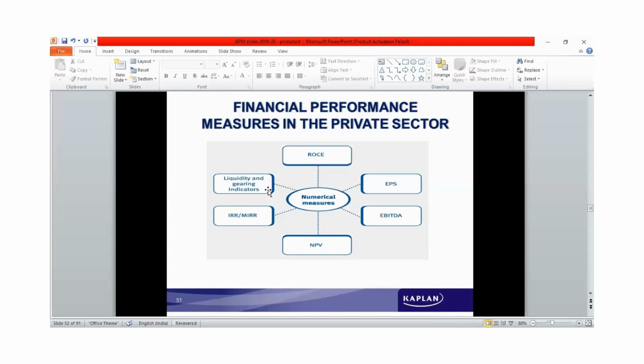So the variables which are used here are ROCE. Then we have liquidity and gearing indicators. Then EPS, EVA, TDA, NPV, IRR, MIRR. These things, almost all of them are already studied in some paper or the other. MA, FM, PM. These variables were already done. So it's not that you're learning them now. But maybe that interpretation part of it has to be looked into. So generally, the chances of asking you to do the numerical calculation for these things is little less. It's not that it is not there; it is little less because you were already tested about these variables.